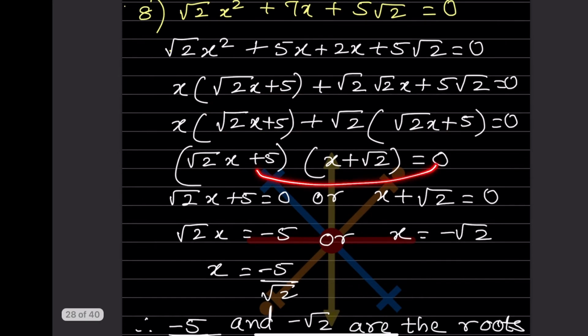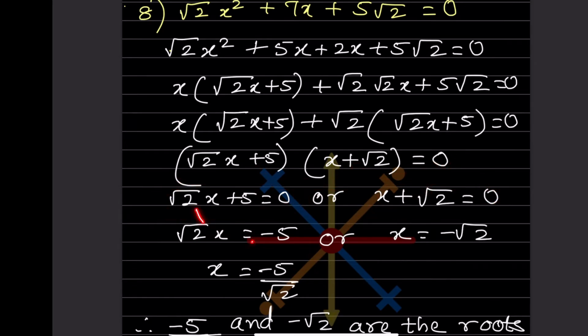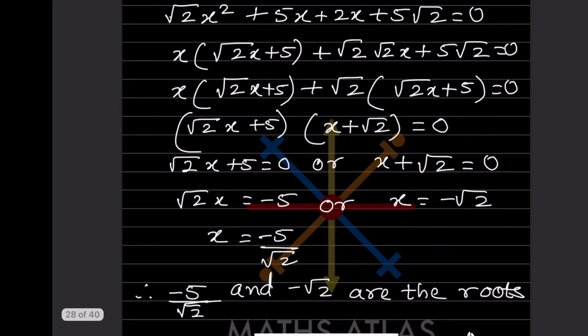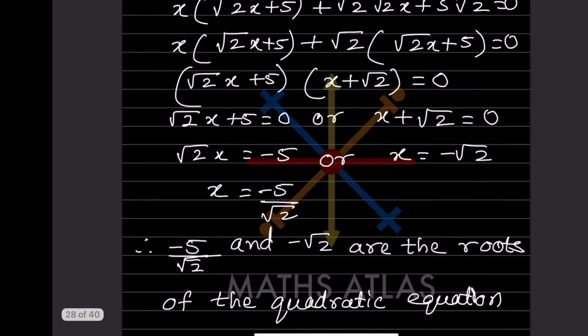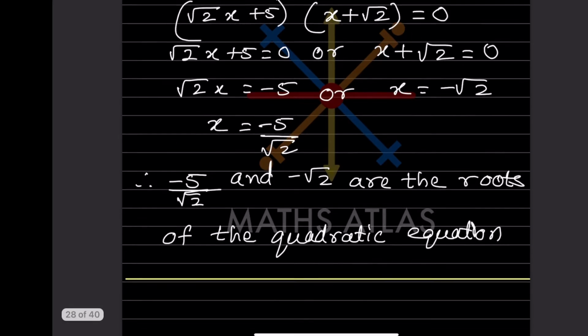So either this is going to be 0 or this is going to be 0. So now what will you write here? Root 2x is minus 5. So x is minus 5 by root 2, this is multiplication by root 2, or x is going to be minus root 2 because this goes on the other side. So we got the two values of x. So minus 5 by root 2 and minus root 2 are the roots of the quadratic equation.